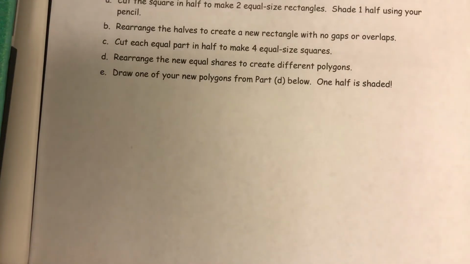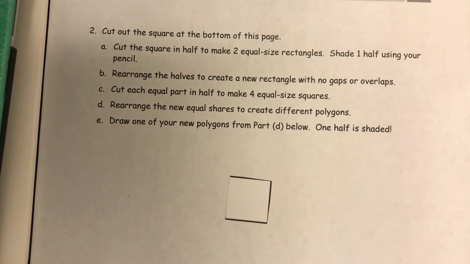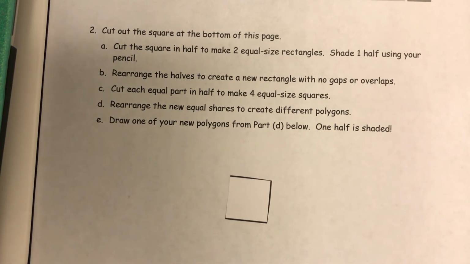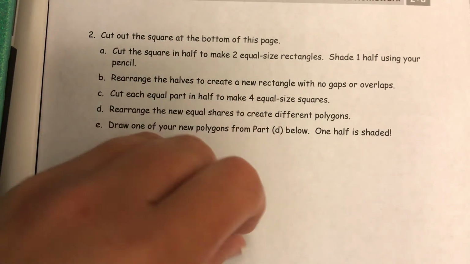Okay, this next one, it has a square down at the bottom of the paper, and I cut mine out. But I know your paper is probably smaller than mine because we put 2 papers into one sheet. So if you need to, you can draw these just like I just did on that other paper. So I'm going to do what it tells us to do.